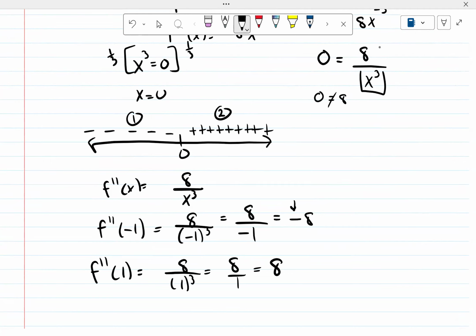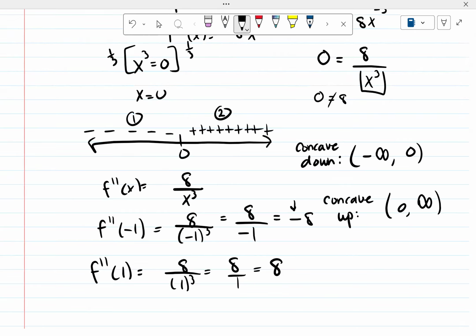Okay, so concavity, what was the problem asking? Where is it concave up and concave down? So minus means down, positive means up, right? So concave down is from -infinity to 0, and concave up is from 0 to infinity. Okay, that's that one. So let's move on to question 3.